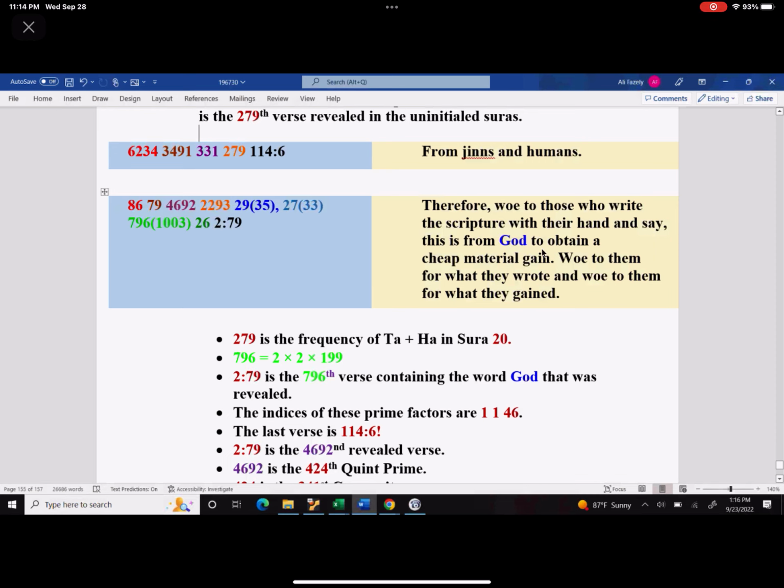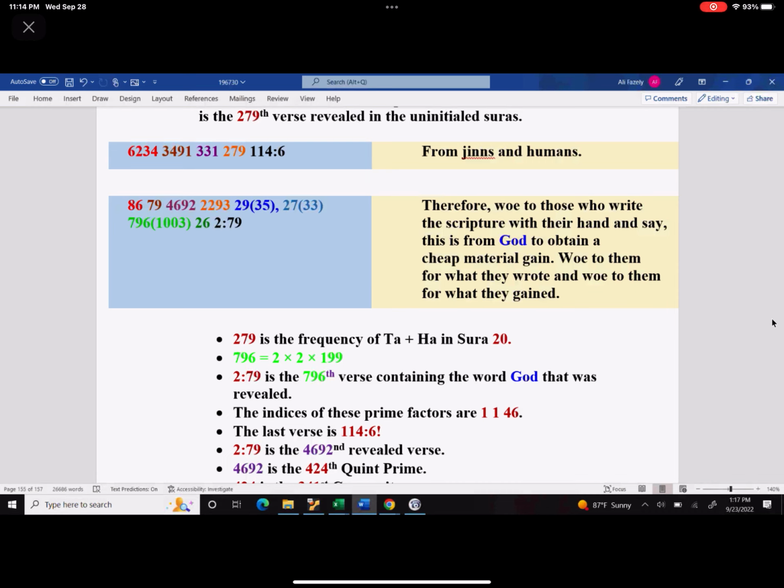796, which is the count of verses containing the word God as it was revealed. Okay? As it was revealed. So God, not only does he put these things in there, also this is the revelation order of the verses, and the chapters are also kept in check. Okay? So we'll see more of this.